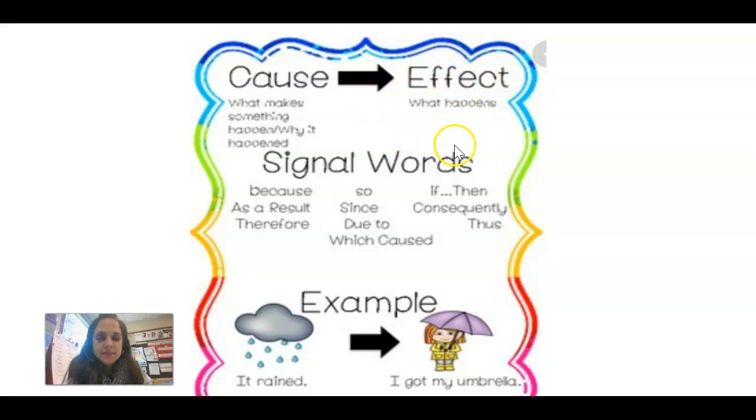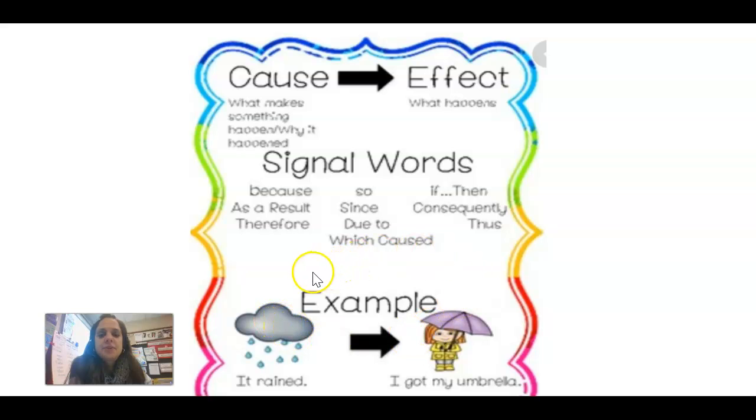What happens? Here are some signal words that an author might use. The author might not use them all the time, but these are words that will help us as readers to identify a cause and effect key detail. Because, as a result, therefore, so, since, due to, which caused, if something happens, then something happens, consequently, and thus.